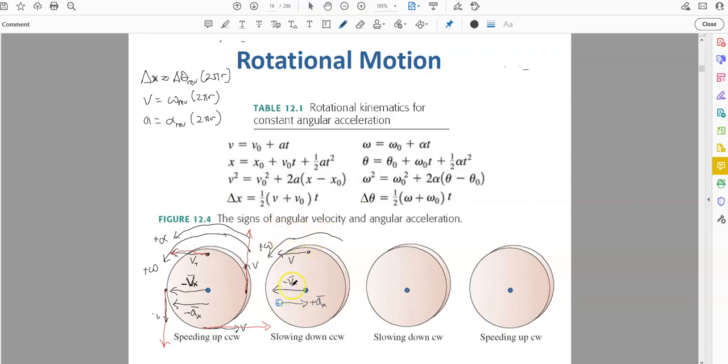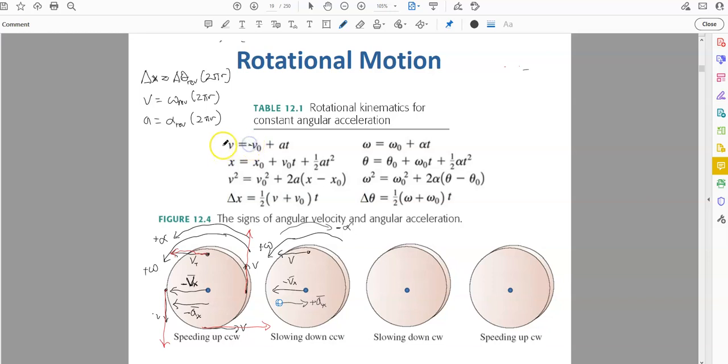Similarly, since the velocity vector and acceleration vector are in opposite directions, a positive omega is going to have a negative alpha, or negative angular acceleration. They have to be in opposite directions for the center of the wheel to slow down as it's moving to the right. Well, we're making equations again.